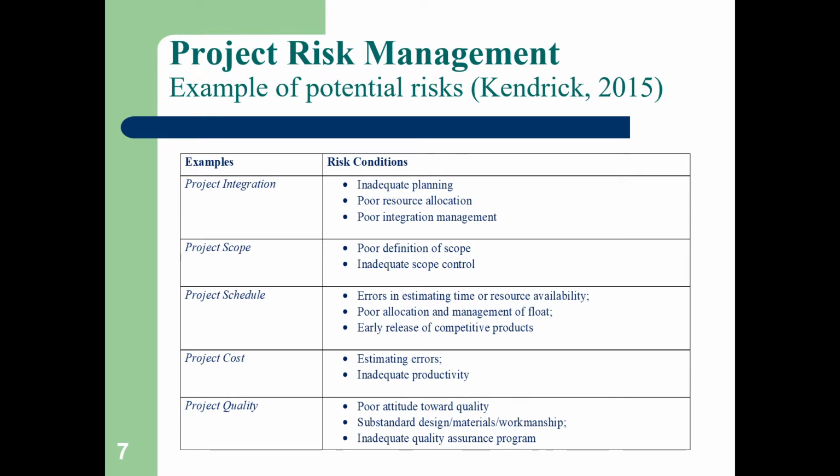So here are some examples of potential risks and how they occur. A type of risk would be project integration. Now this happens when there's inadequate planning, poor resource allocation, or poor integration management. Then there's project scope, which happens when there's poor definition of scope or inadequate scope control. There are project schedule risks, which happen when there are errors in estimating time or resource availability, poor allocation and management of float, or early release of competitive products.